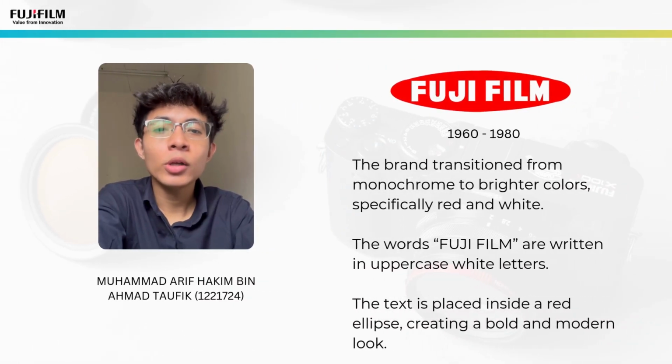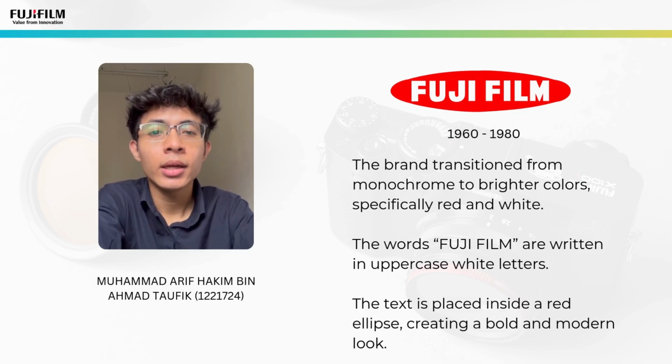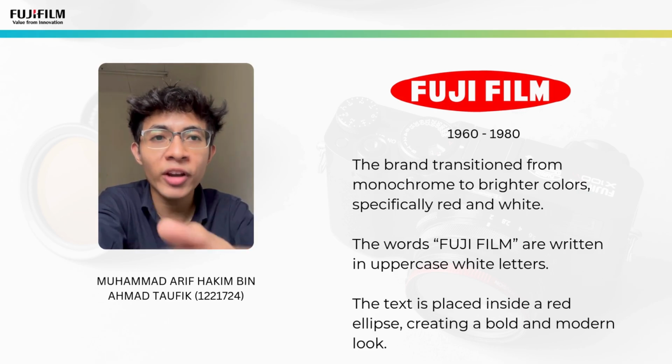Next, the second logo is from 1960 to 1980. The brand changed its logo from plain black and white colors to a bright red and white style. It now shows Fujifilm in bold, uppercase white letters inside a red ellipse, giving it a fresh and modern look.